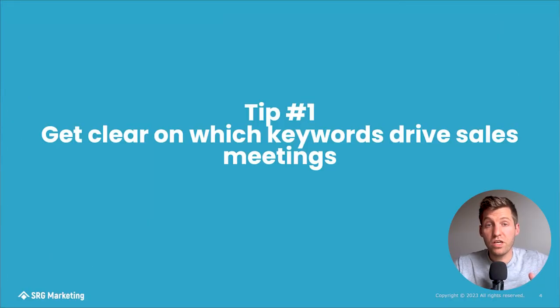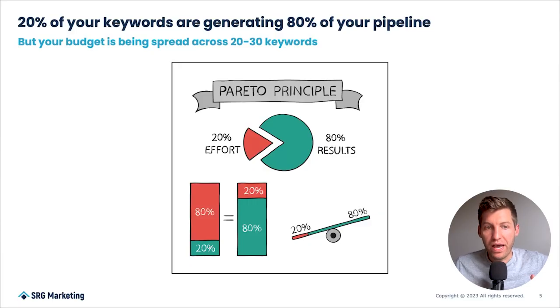So the first tip to help you drive more sales pipeline from your Google Ad strategy is to get clear on which keywords are actually consistently driving qualified sales meetings. What we found is that typically a lot of B2B companies are bidding on 30, 50, upwards of 100 keywords at a time. But when we pulled the data from the past couple months, we find there's a very small subset of keywords that are consistently driving qualified sales opportunities.